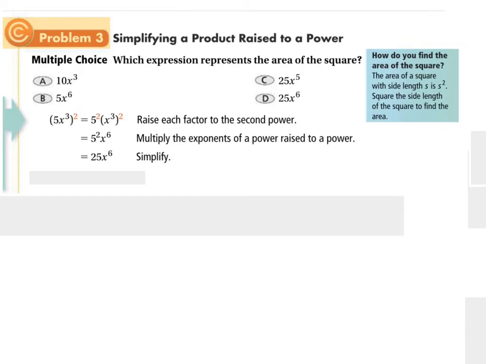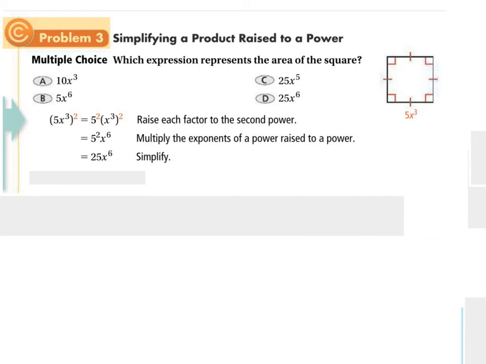How do you find the area of a square? The area of a square with side length s is s squared. As I said, you multiply the side length times itself. Square the side length of the square to find the area. So that's what we did. We squared this.